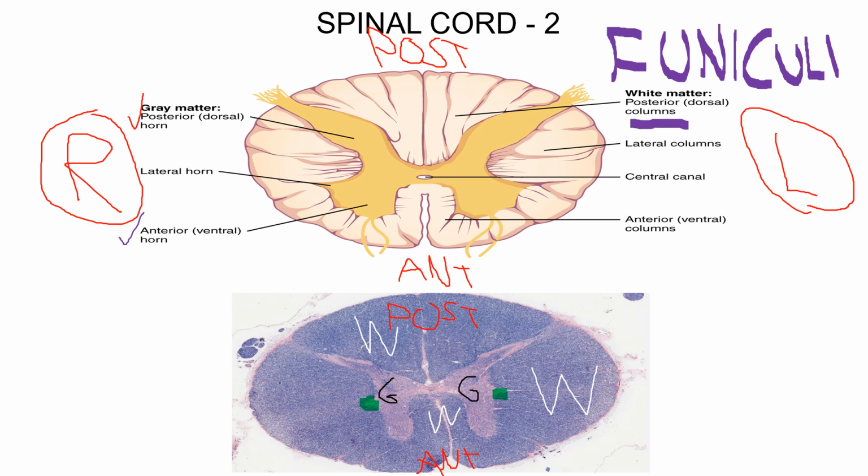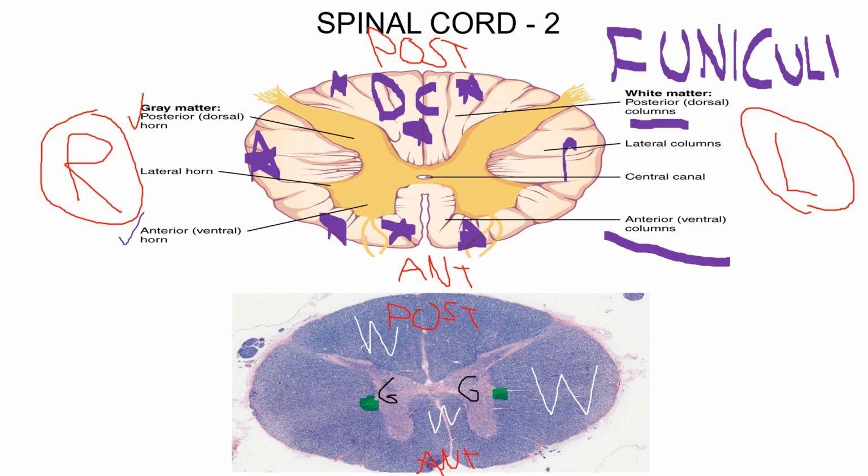It's the same thing here. All of the stuff on the posterior side, we're going to call these the dorsal columns. So all of this area on the back side of the spinal cord, dorsal columns. All of this stuff on the front side, these are going to be called the anterior columns. And then what do you think the lateral stuff's going to be on the side? You guessed it, lateral columns. Okay, so columns are the white matter, horns are the gray matter. So here's how this is going to go down. It's pretty cool.